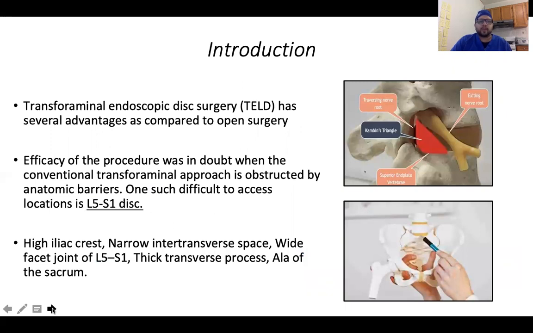As you know, transforaminal endoscopic surgery, which was initially described by Kambin, has several advantages as compared to the open procedures. However, the efficacy of the procedure is in doubt when the conventional approach is obstructed by anatomical barriers, such as at the L5S1 disc. At this level, we have barriers like the high iliac crest, narrow intertransverse space, wide facet joints, thick transverse process, and ala of the sacrum, which make it a highly guarded fortress.